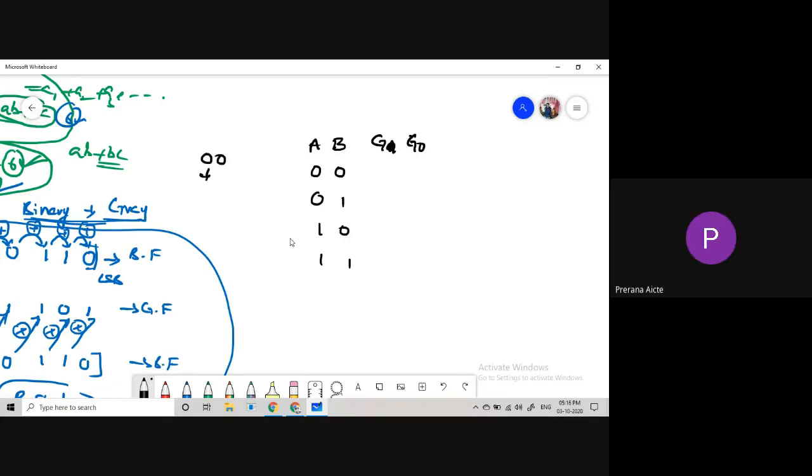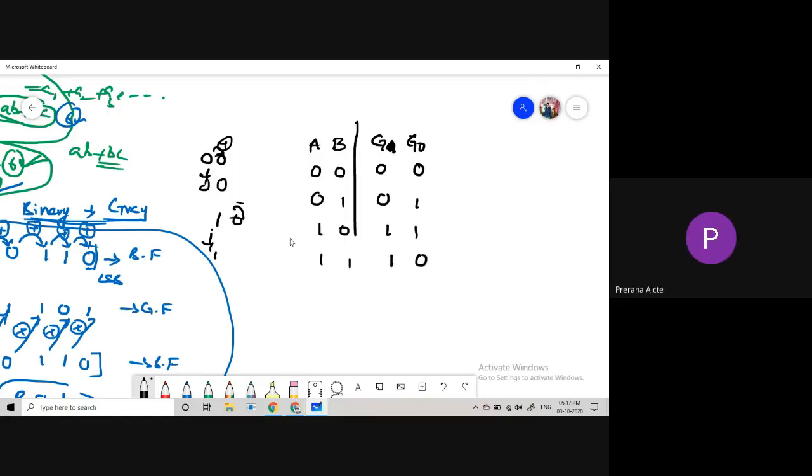So this one is 0, and then we are applying like this. What is the value of this one? 0. So for 0, 0, the gray code is also 0, 0. Then what about this one, Nana? 0, 1. Yeah, 0, 1. Then 1, 0: we are taking this one and applying like this, so we are getting 1, 1. And then what about 1, 1, Nana? 1, 0, sir. Yeah, 1, 0.